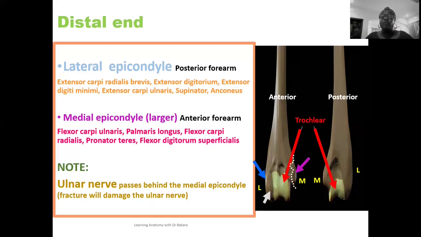The ulnar nerve, we know, is also a branch from the brachial plexus, and it runs through the posterior region of the medial epicondyle. So a fracture at the distal region of the humerus, specifically targeting the medial epicondyle, may damage the ulnar nerve. You can see that we have different nerves running through specific regions of the humerus, and fractures at different sub-regions may also affect the nerves that run through them.